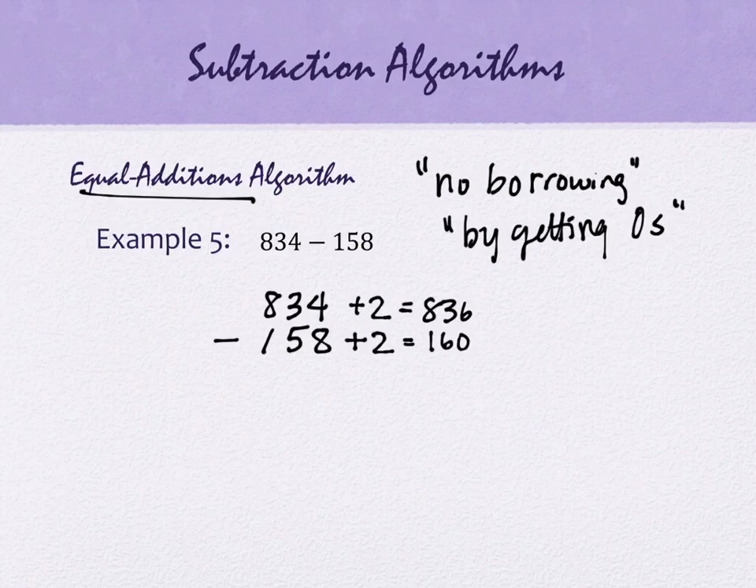So what could I add to it to make that happen? 40. And if I add 40 to the bottom, I have to add 40 to the top. This is 876 on top. And what is it on bottom? 200. Then I can subtract without any borrowing, and I get 676. And we will pick back up with the other bases next time.